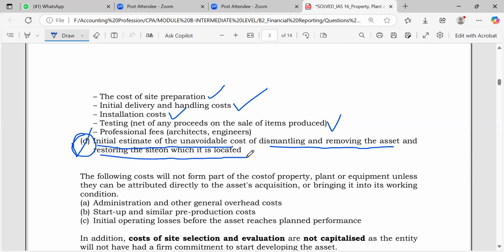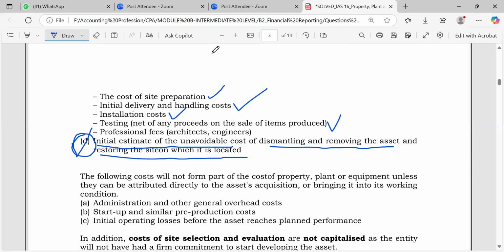You get my point. That's why we say estimate, because you cannot be sure of the cost you will incur in 30 years' time to dismantle. So you just estimate, okay, in 30 years I expect to incur maybe $10 million. You just take it as an estimate, but that estimate is in 30 years' time.